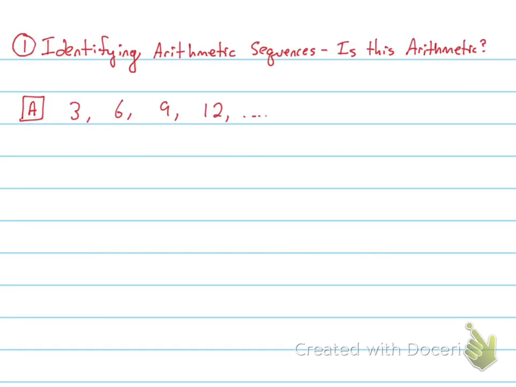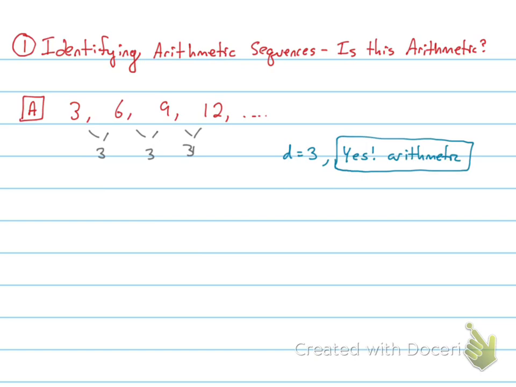Before we get started with some examples working with these, let's just make sure that we can figure out if something is an arithmetic sequence or not. In this first example, we're going from 3 to 6 to 9 to 12 and moving on from there. Remember, I'm checking to see if I'm adding the same number every time to get to the next one in the sequence. Looking at these numbers, it looks like I'm adding 3 every time. So my common difference is 3, and yes, this would be arithmetic.